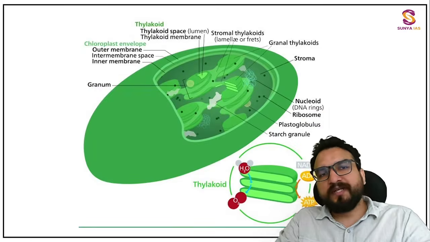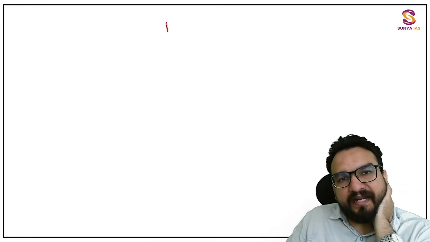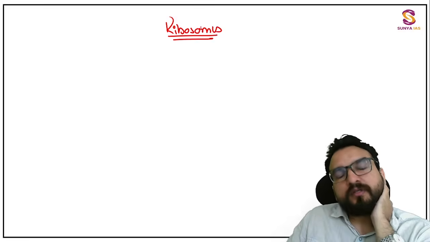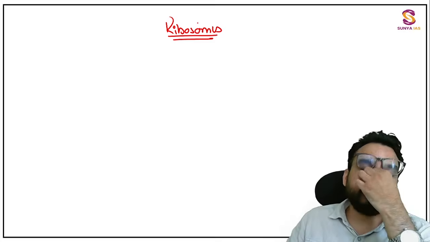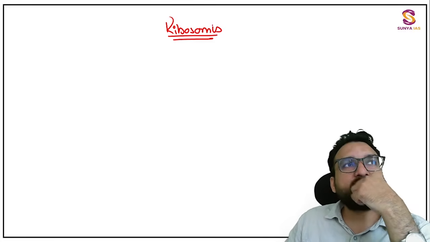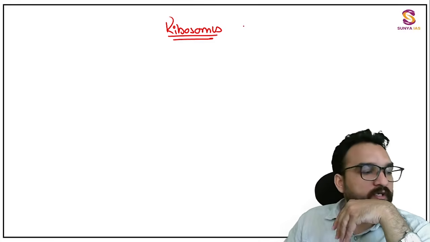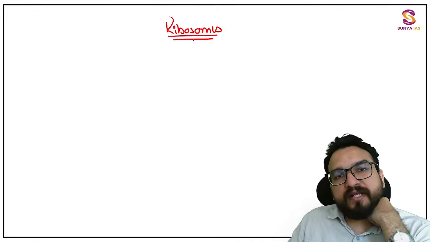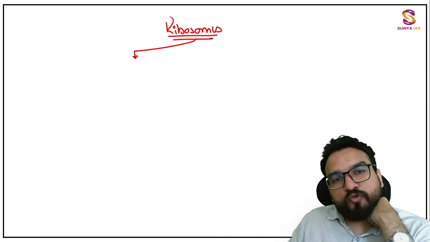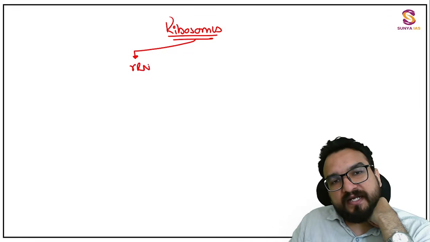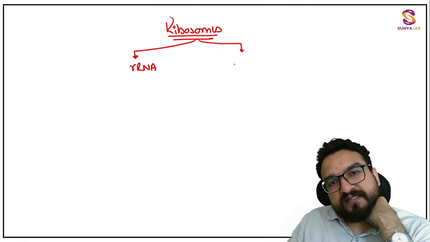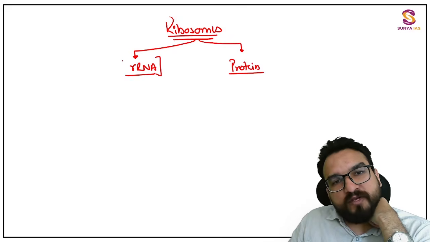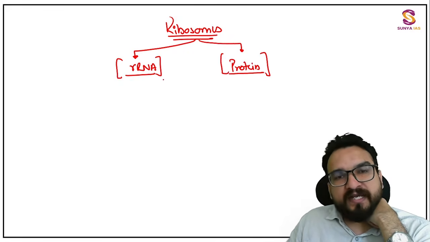Right. Now let us move ahead and let us understand ribosomes, guys. Ribosomes, again, structure and function. You all must be knowing that when you hear ribosome, it is important for protein synthesis, right? So ribosome consists of 2 parts basically. One is rRNA and another one is proteins. That means if I want to form a ribosome, then I require 2 things, that is protein and rRNA.